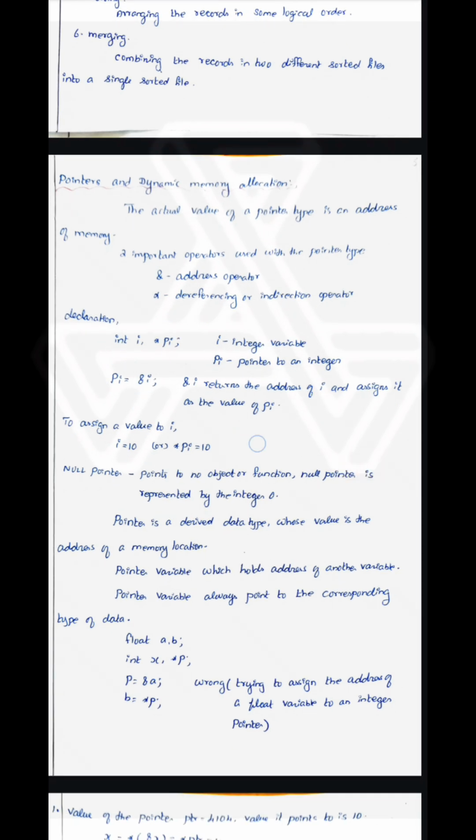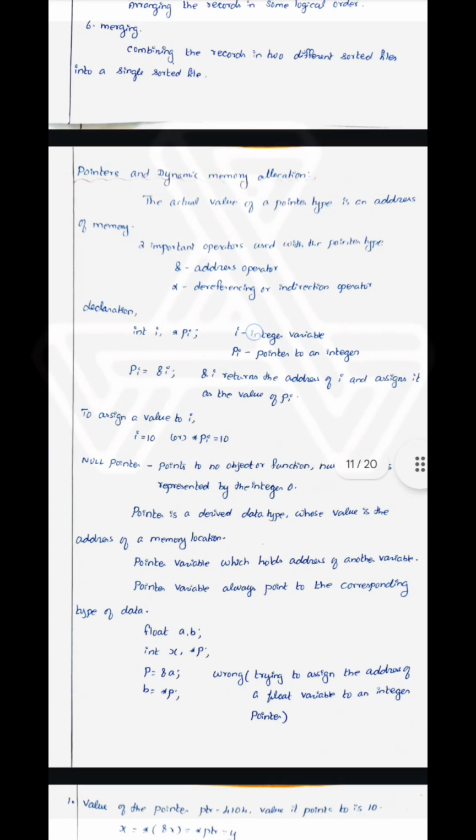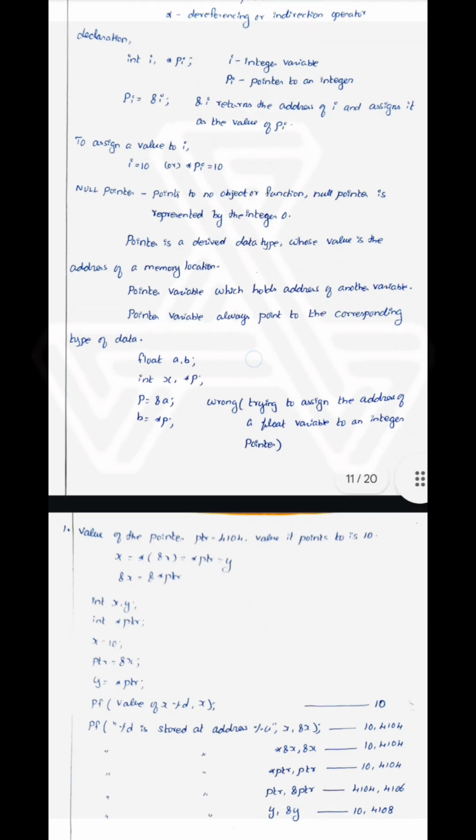Declaration: int i, *pi. Then i is the integer variable, pi is the pointer to an integer. pi equals ampersand of i. Ampersand of i returns the address of i and assigns it to pi. To assign a value to i, *pi equals 10. A null pointer points to no object or function. The null pointer is represented by the integer 0.